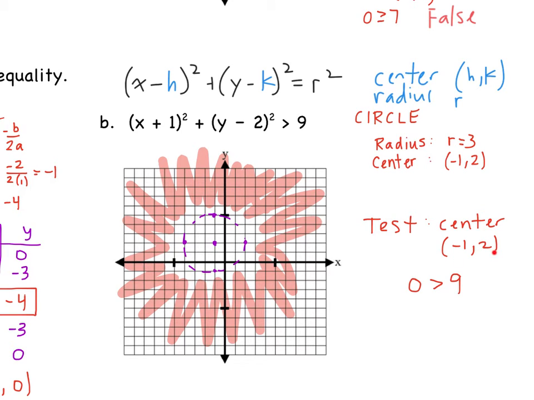So if I test -1, 2, the nice thing about that is it makes this portion go to 0. -1 plus 1, that's 0. If I plug 2 in for y, this goes to 0. So we end up with 0 is greater than 9, which hopefully we recognize is false. So since it's false on the inside of my circle, we're going to shade on the outside.